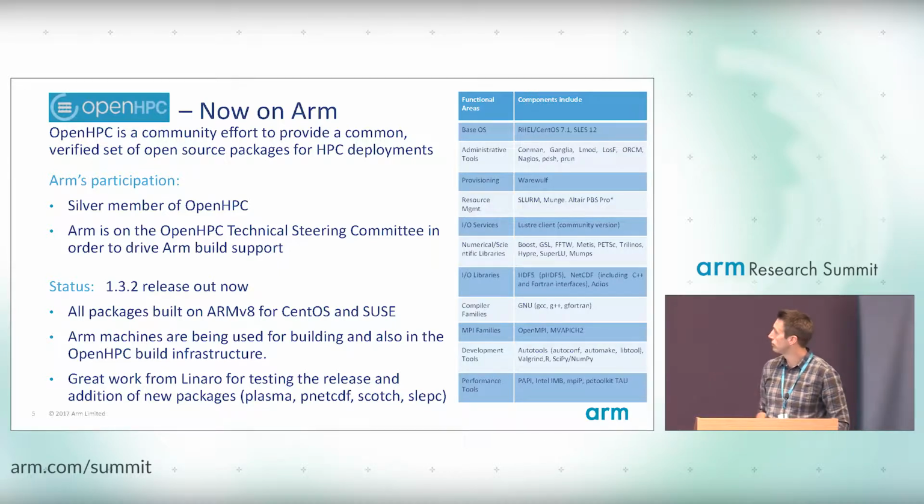Since ISC, the 1.3.2 release has just come out, with packages built on ARMv8 for CentOS and SUSE. We have ARM machines as part of the continuous integration, and also since ISC, Linaro have been doing a lot of great work around testing the ARM builds and working on the addition of various new packages. I know a fair number of you are evaluating OpenHPC. I encourage you to pick up the new version and give it a go.